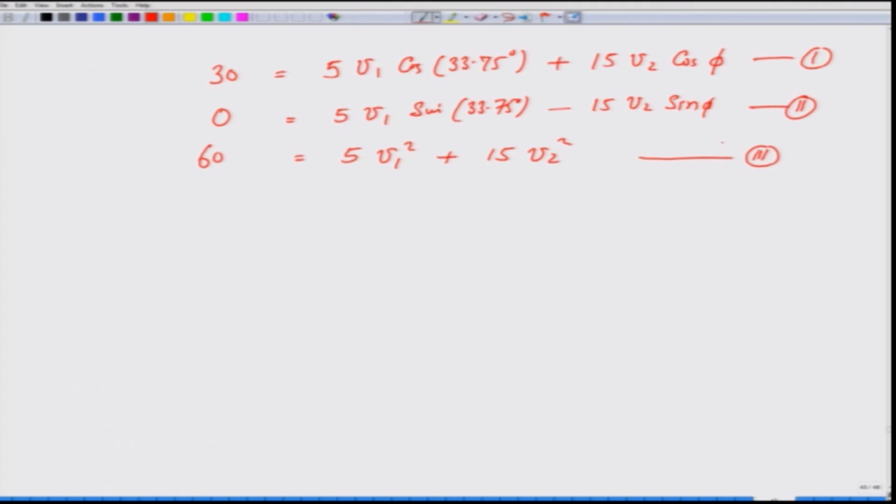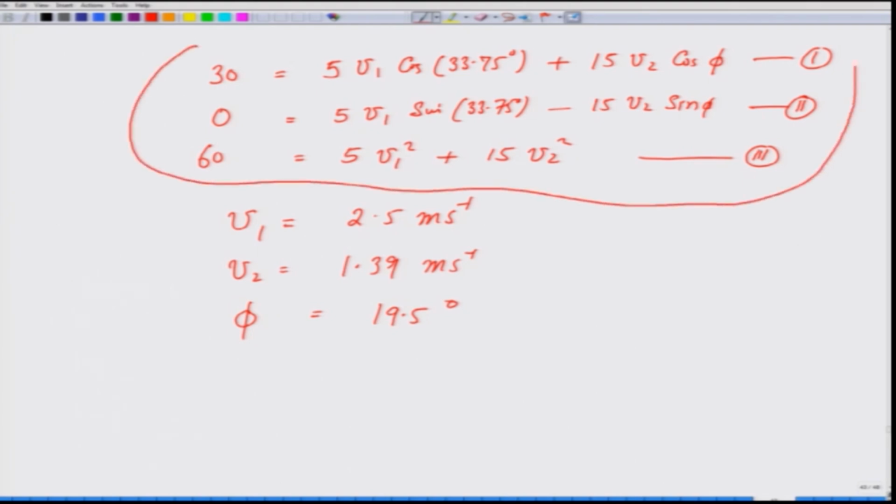I solved these, which I will leave for you, and get answers that V1 comes out to be 2.5 meters per second, V2 comes out to be 1.39 meters per second, and phi comes out to be 19.5 degrees. I'll leave the solution, getting the solution for you for these equations.